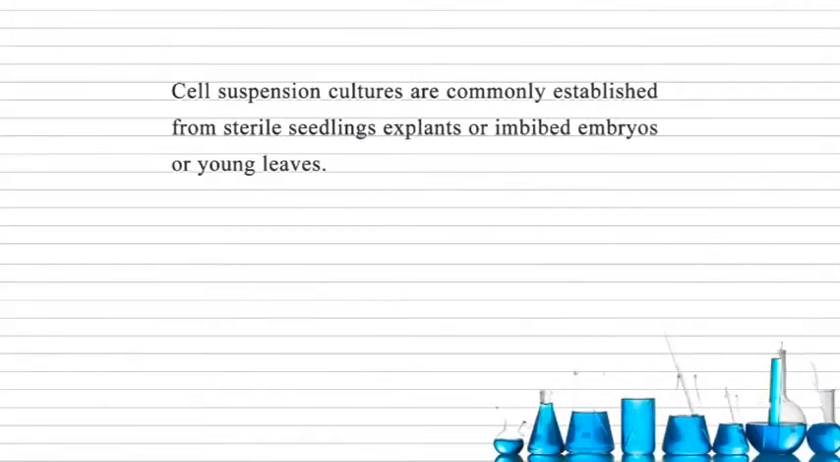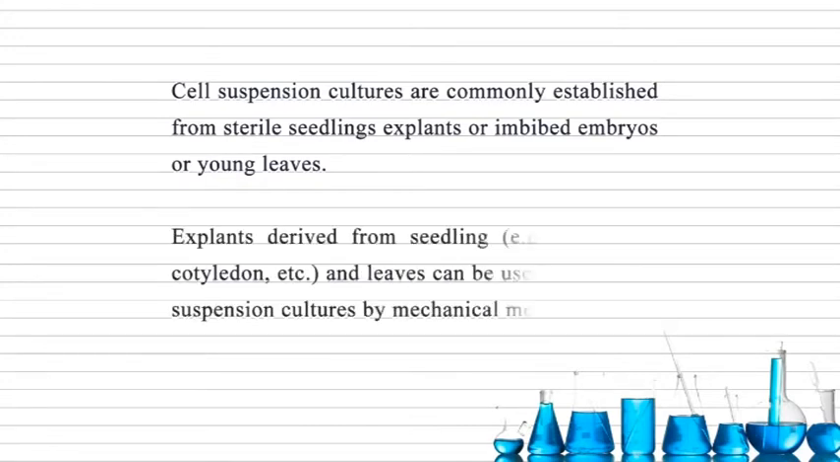Cell suspension cultures can also be used to produce mutant cell clones by mutagenesis, from which mutant plants can be regenerated. Cell suspension cultures are commonly established from sterile seedling explants or imbibed embryos or young leaves. Explants derived from seedling, for example hypocotyl, cotyledon, etc. and leaves can be used to start cell suspension cultures by mechanical method.